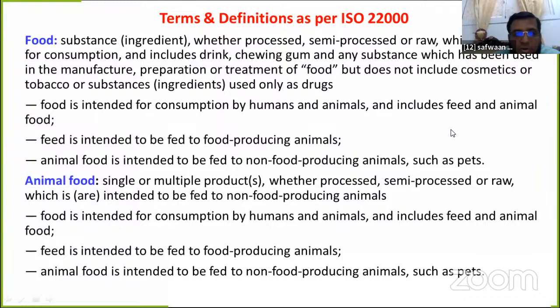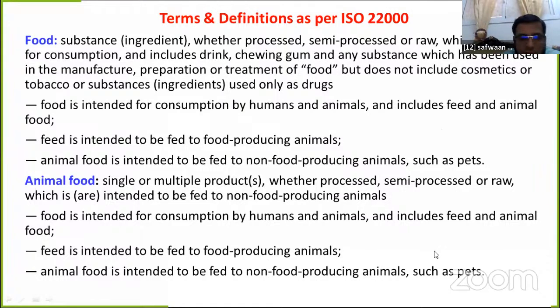Food does not include cosmetics or tobacco, so excluding these or any substances which are used for drugs. Food is intended for consumption by humans and animals and includes feed and animal food. So this definition of food also includes the feed which is used for feeding animals. Feed is intended to be fed to food producing animals, like farm animals. Animal food is intended to be fed to non-food producing animals such as pets. So these all categories come under food.